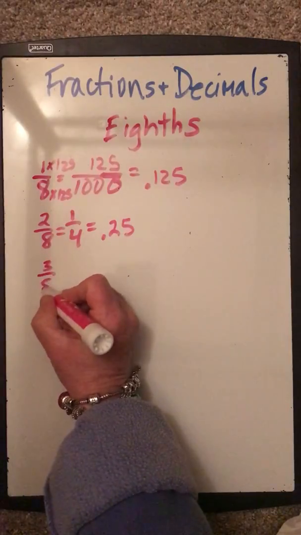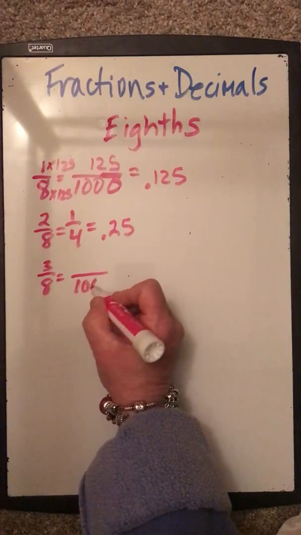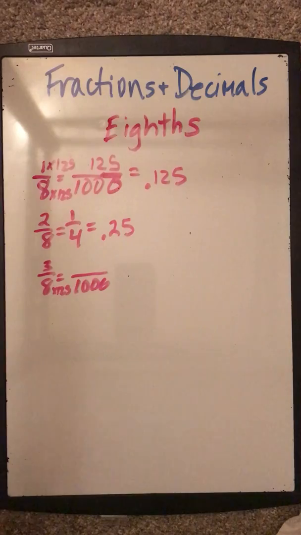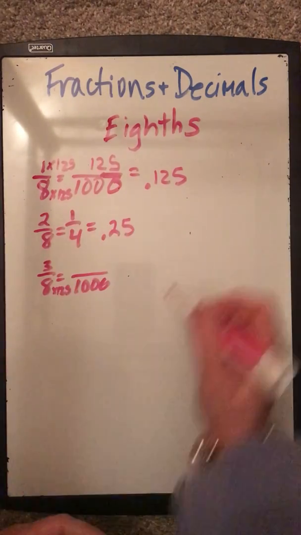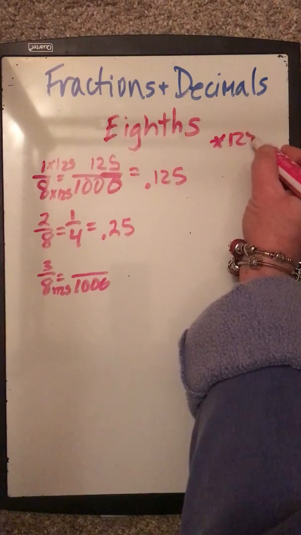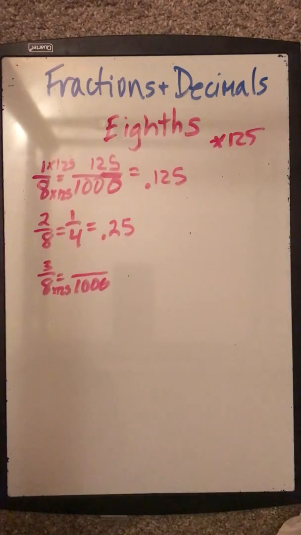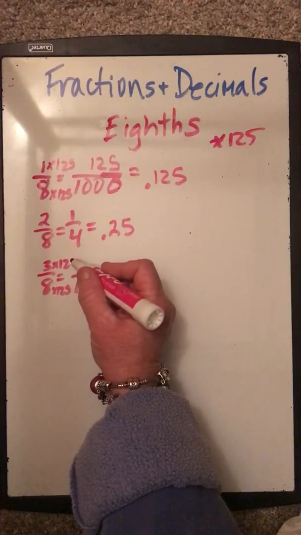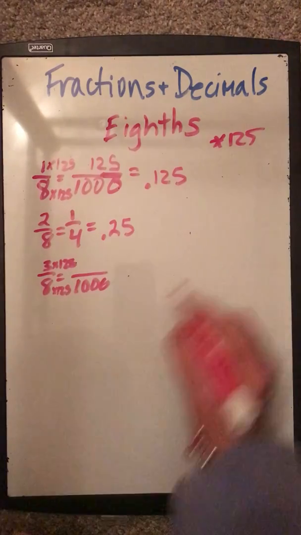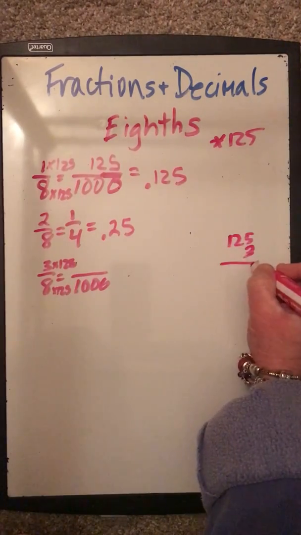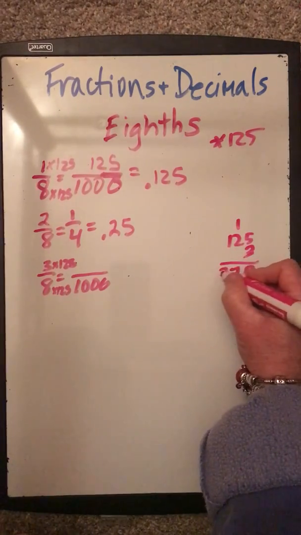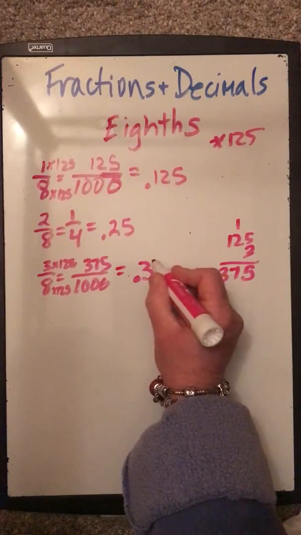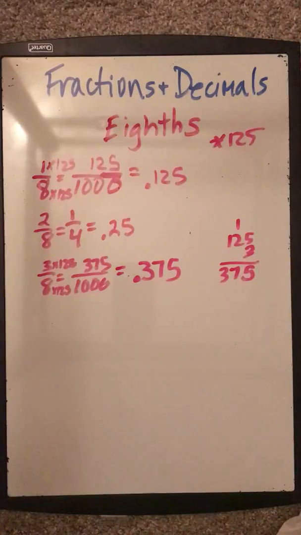Go to 3/8. Okay, we're going to have to change that just like we did for this first one up here. You're going to have to multiply by 125. So for 8, you really just want to remember that key number, 125. Then you won't have to divide that out to figure out what it is. So if you multiply the bottom times that, then you need to multiply the top. And 3 times 125 is 375. So that's going to change to 375 thousandths.